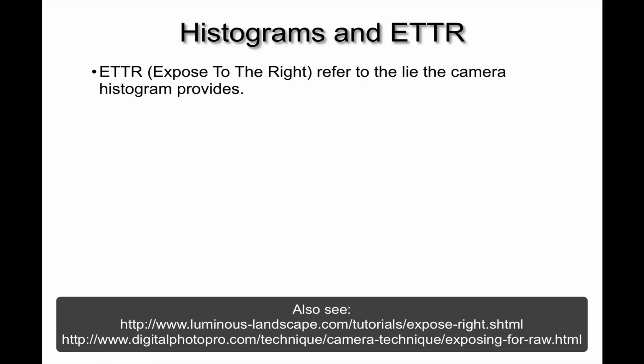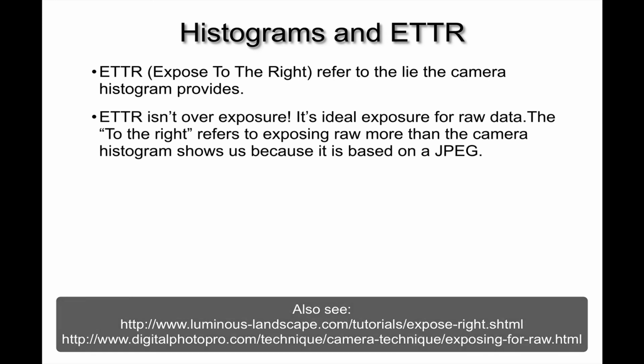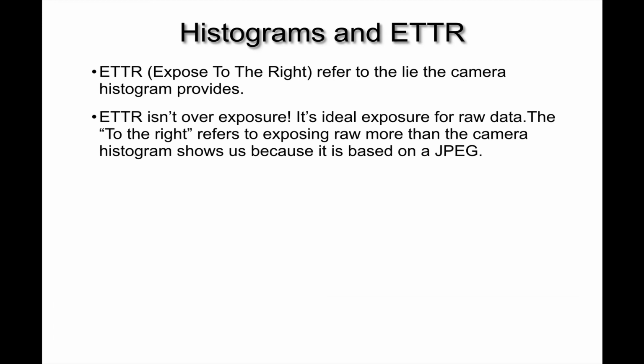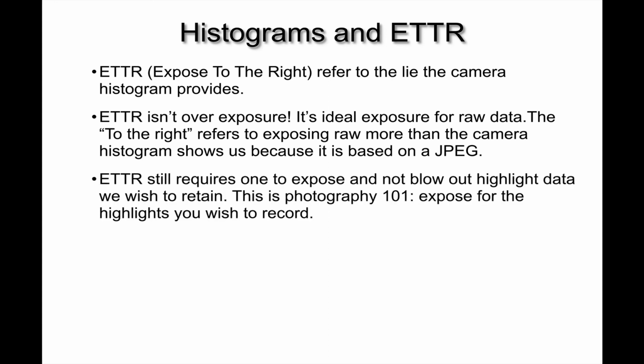So the idea is not to overexpose the image. The idea is to expose properly for raw data. The more you underexpose raw data, the more noise you're going to introduce into the image. Exposed to the right is simply the idea: look at the camera histogram and expose to the right of that camera histogram. Or what I would say is figure out what your camera is capable of shooting, and then, based on the raw data, set exposure compensation or manual exposure such that you are getting the ultimate or ideal exposure for the raw data.